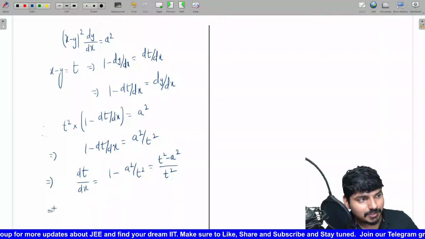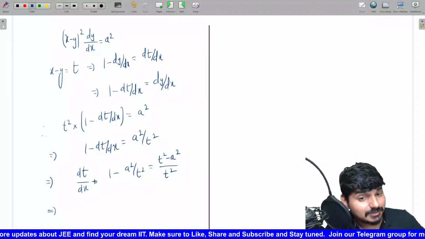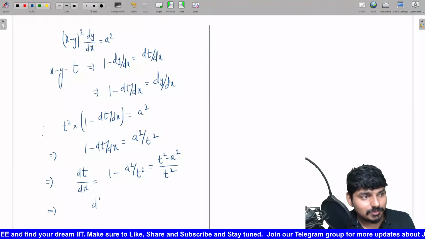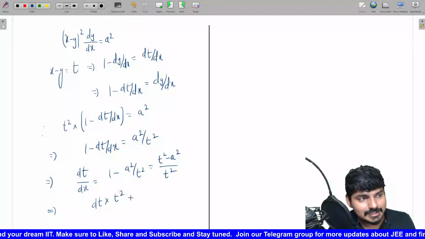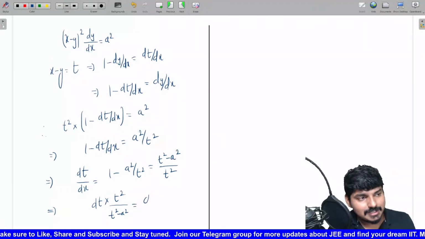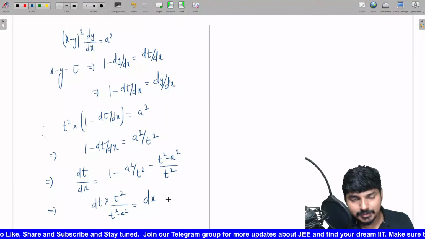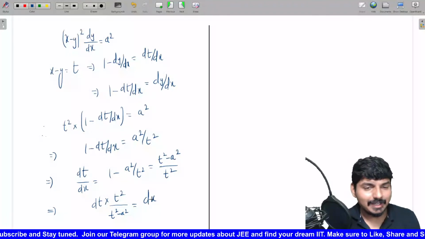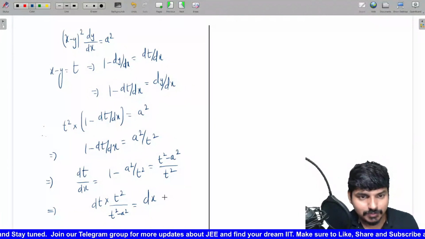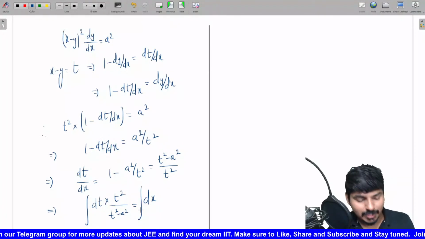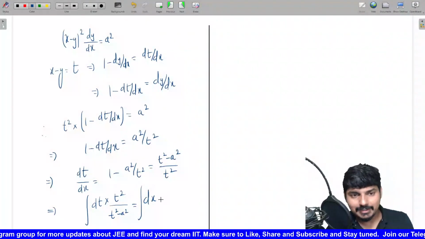Now, can we apply the variable separable method in this case? Yes, we can do that. Here along with dt, you can write t square divided by t square minus a square, and dx on the other side separately. See, all the t terms along with dt and x terms separately, dx into 1. So all you have to do is integrate on both the sides. So tell me, how do we integrate this, everyone?